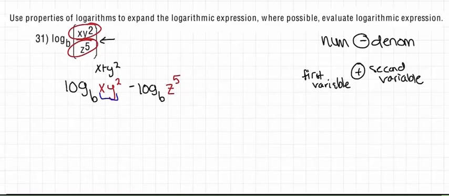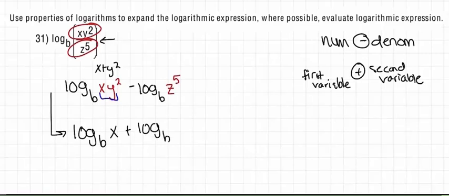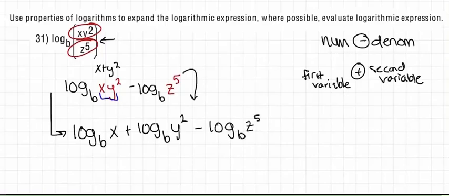So when you rewrite that, you're going to get log, keep the same base, of x plus, because it's your product property, log base b of y squared, and then bring down your second term from the first step, and you're going to get minus log base b of z to the fifth power.